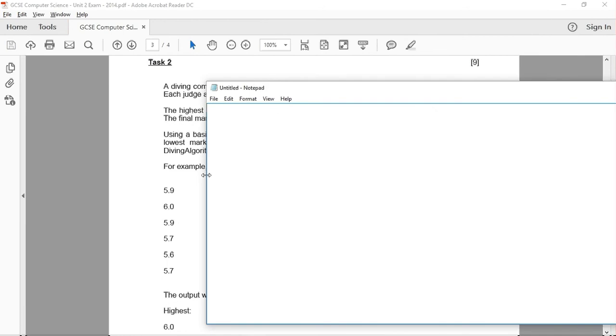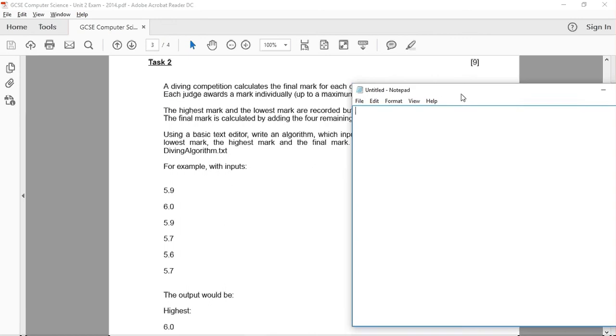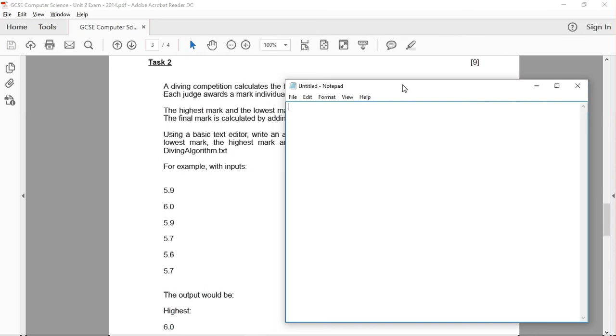Okay, so the first thing to do is remember the basic structure: declare the variables, set any initial values, do the inputs, then do the calculations, the processing, and then do the outputs. So let's work through that in turn.